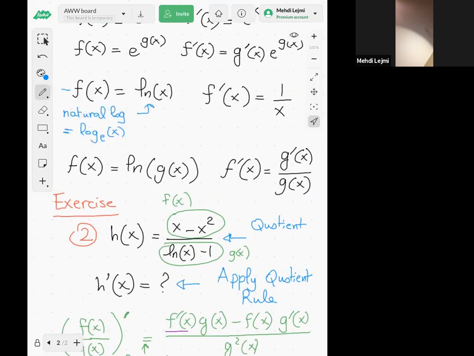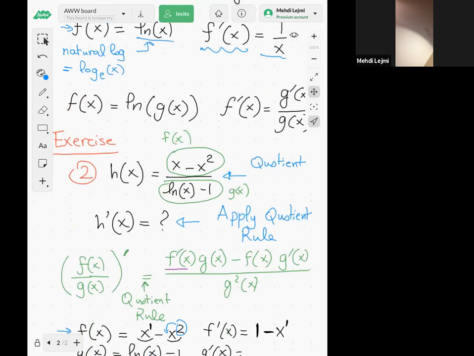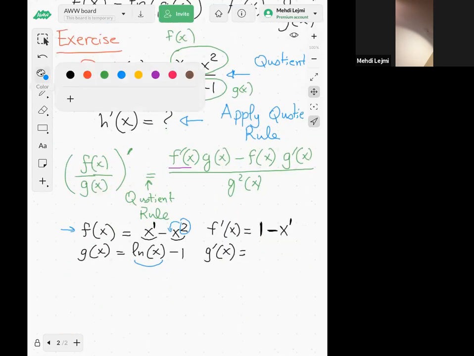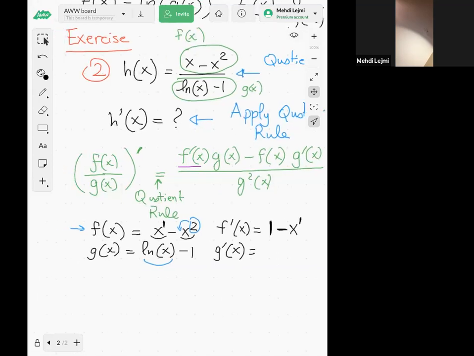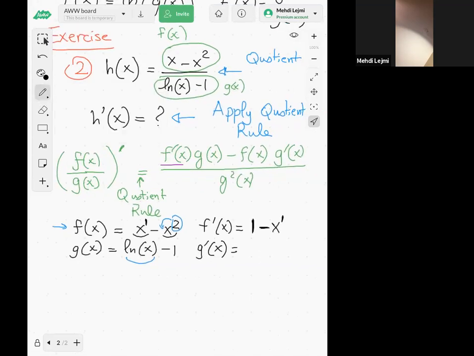So f of x is natural log, then the derivative f prime of x is 1 over x. Okay, so the derivative of natural log of x is 1 over x. So here, g prime, we're going to have the derivative of natural log of x, which is 1 over x. And then there's minus, so here's my minus.